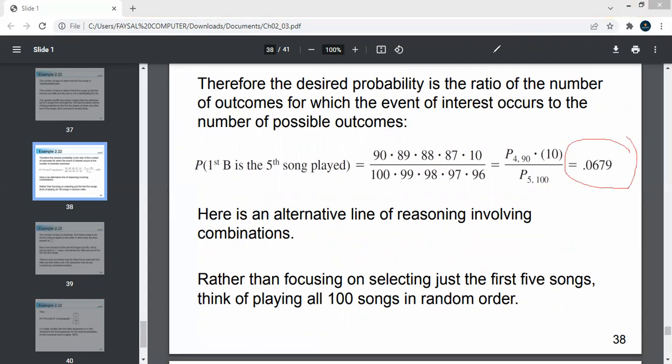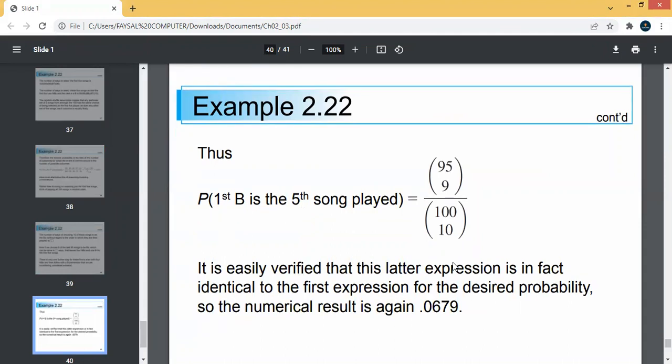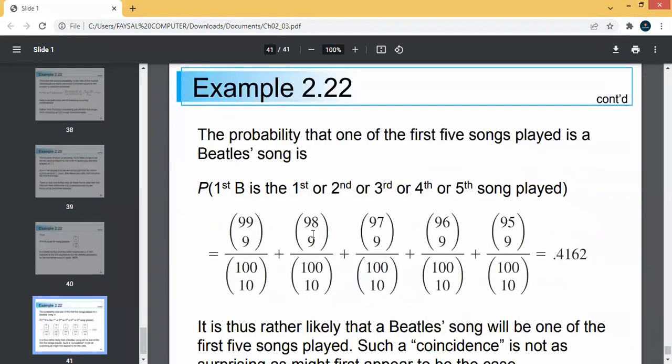For this, by using the formula where the event of interest occurs divided by the number of possible outcomes, we can find that this is 0.0679. And by another formula of combination and permutation, we find that it will be 95.9 into 100 upon 10. So the value is the same. It totally depends on you which formula you use in your numerical. Okay. The probability that one of the first five songs played is a Beatles song.